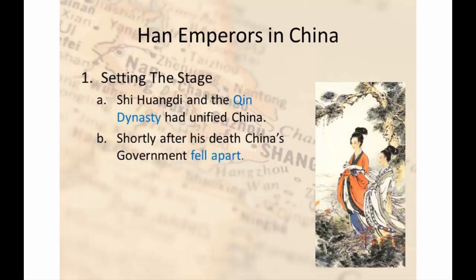So, getting started with our worksheet 6, setting the stage. Shi Huangdi and the Qin dynasty had unified China. If you recall from our last unit, when the Qin dynasty took over, there were several different smaller parts of China, and it was the Qin dynasty that basically forced them into one kingdom or one empire through war. Shortly after his death, though, China again fell apart. The son of Shi Huangdi was a poor leader. He lasted only 2 years, and China fell apart back to the local warlords.